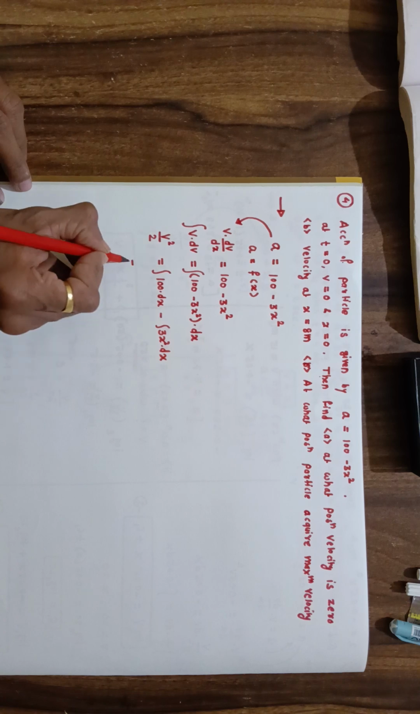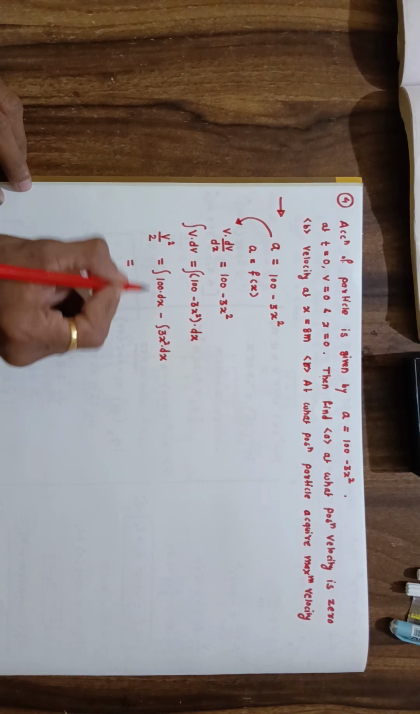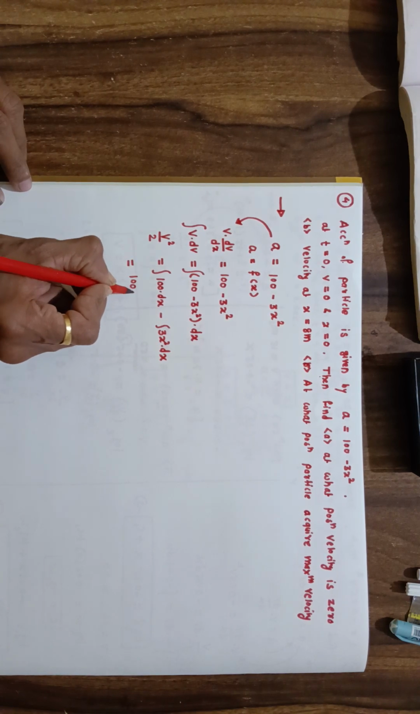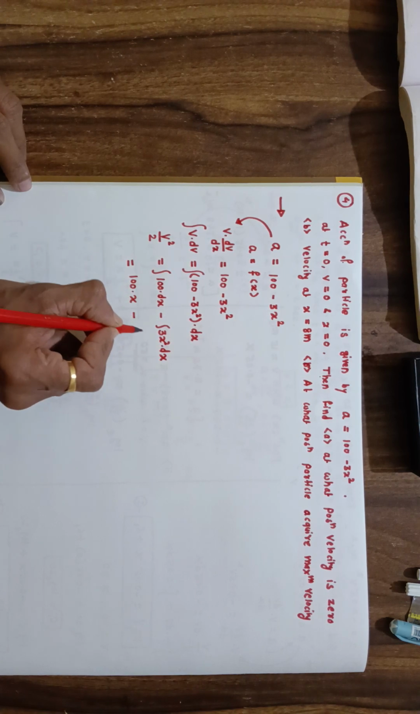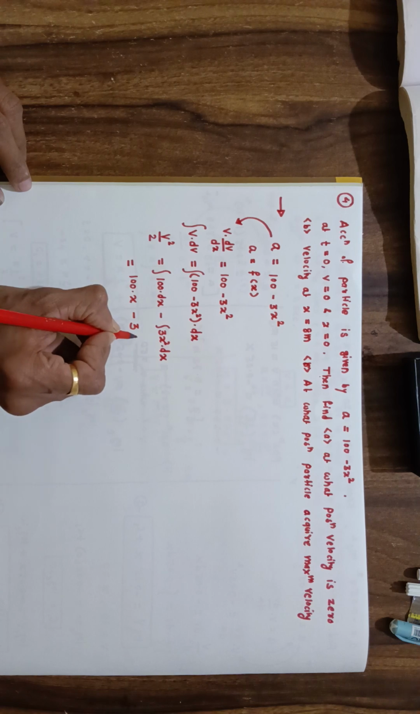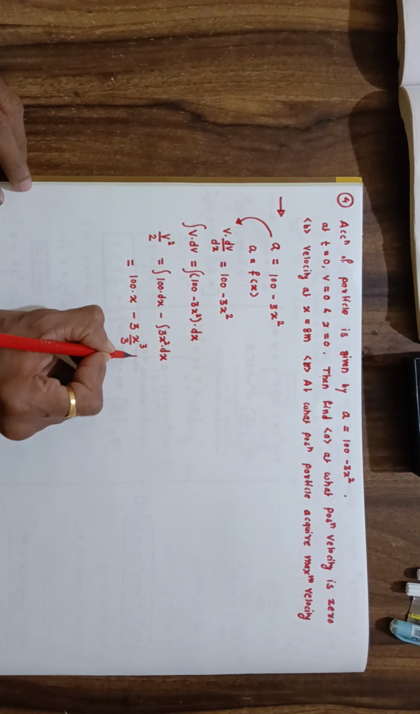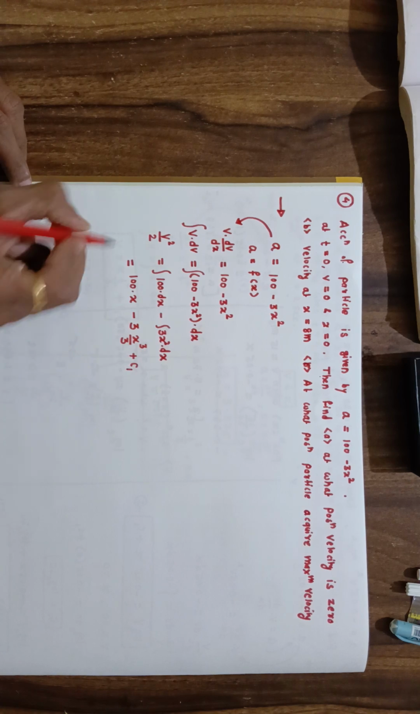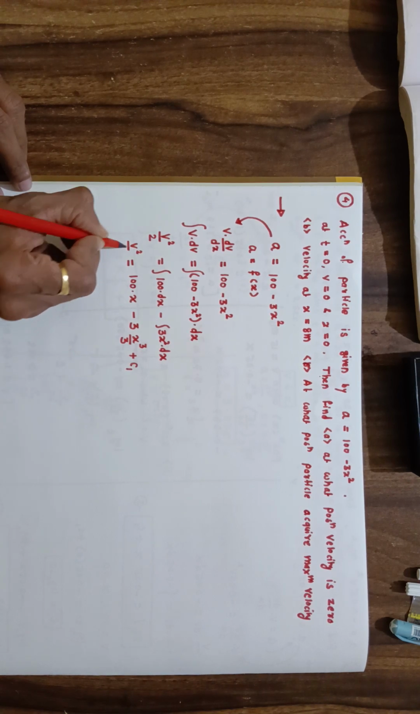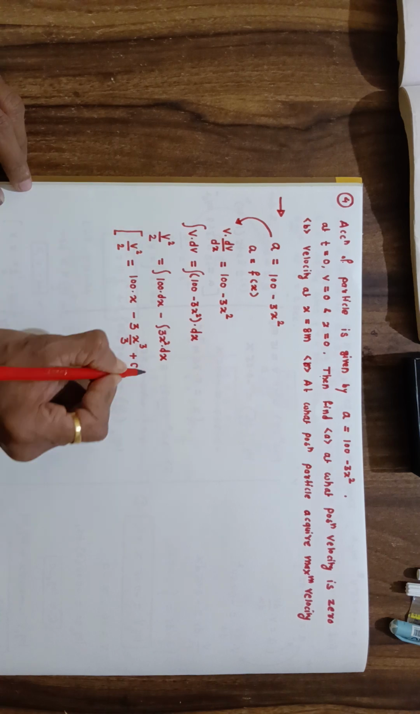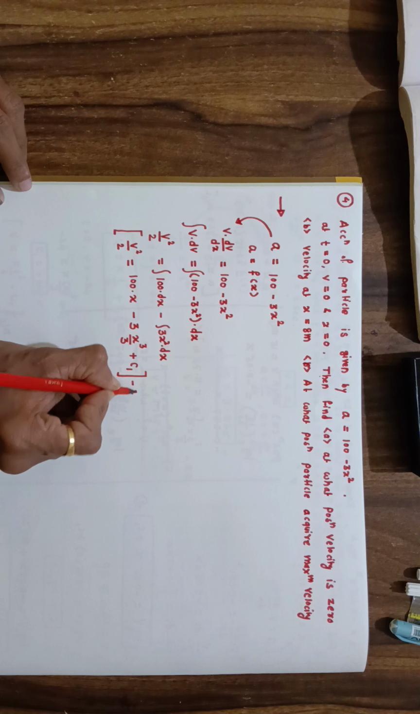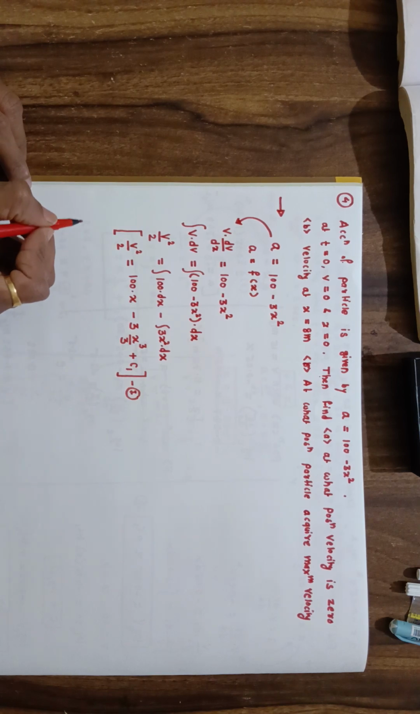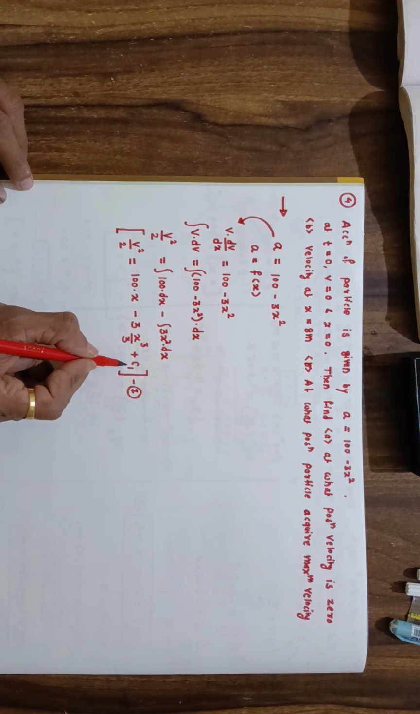Okay, so this is 100 dx. 100 is a constant, so it is 100 into x, the integration of dx. Minus 3 is a constant, and the integration of x square will be x cube upon 3, plus the constant of integration c1. So this is v square by 2. Now this is the basic equation after integration, so consider this equation as 1. Now we have to find out this constant c1.